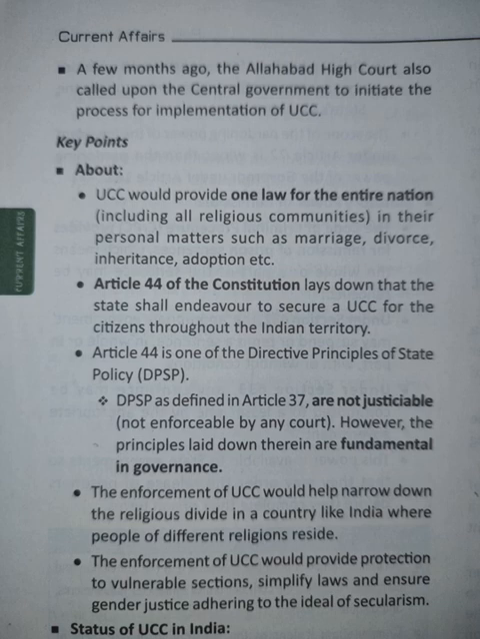Uniform Civil Code would provide one law for the entire nation, including all religious communities in their personal matters such as marriage, divorce, inheritance, adoption, etc. Article 44 of the Constitution lays down that the state shall endeavour to secure a UCC for the citizens throughout the Indian territory. Article 44 is one of the directive principles of state policy. DPSPs, as defined in Article 37, are not justiciable, not enforceable by any court. However, the principles laid down therein are fundamental in governance.